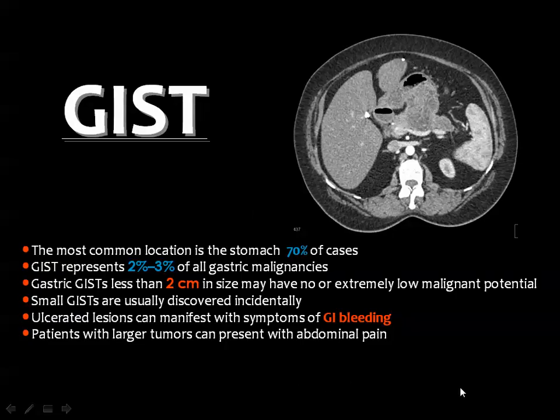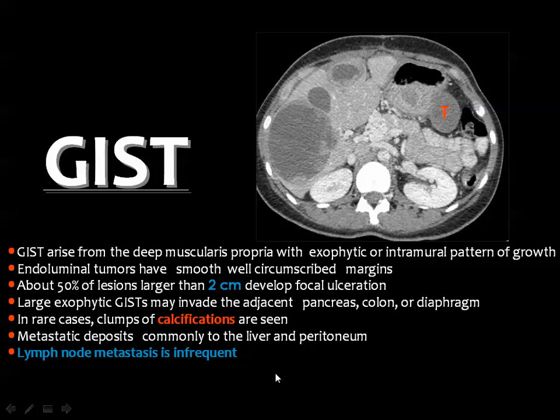Then GISTs, as I have mentioned, are malignant in about 30%. GISTs affect the stomach in 70%, and GIST represents about 3% of all gastric malignancies, the malignant one. And one of the main presentations is gastrointestinal bleeding. And GIST may grow inside the gastric lumen and may grow outside the lumen and may invade the adjacent structures. And this is an example with multiple hepatic deposits.